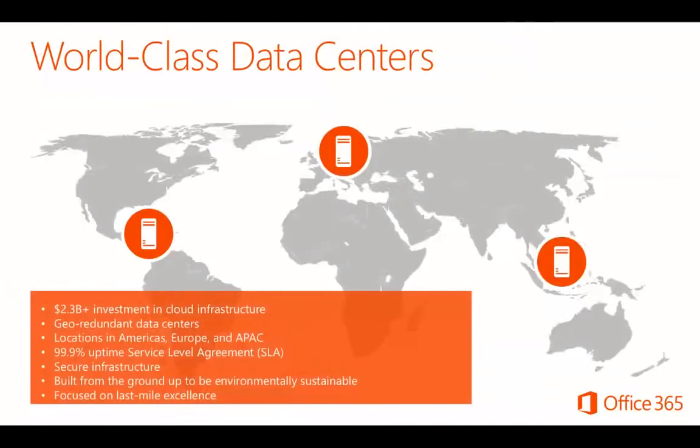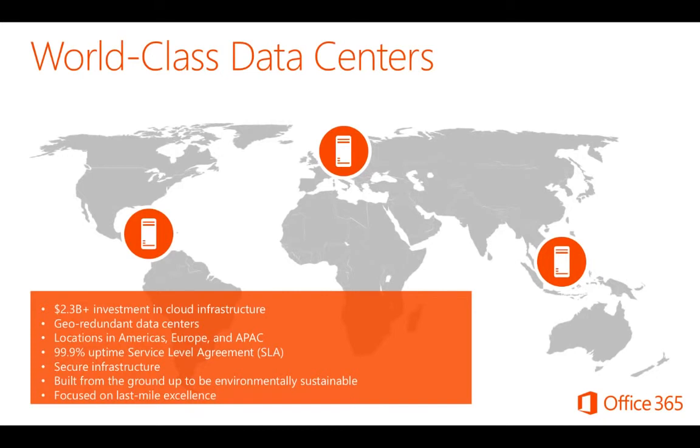Speaking of our data centers, Microsoft has invested over $2.3 billion in our cloud infrastructure. We have redundancy built in at every level, from data storage to network components to backup power to internet connections. In the event of a major disaster such as a hurricane, we can fail over services to an entirely different data center that is hundreds of miles away with virtually no impact to end users.